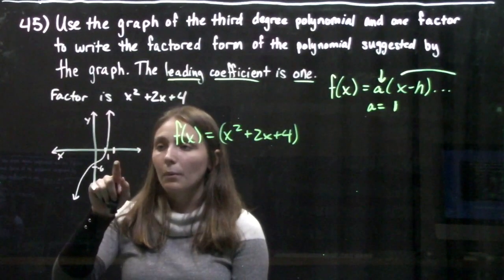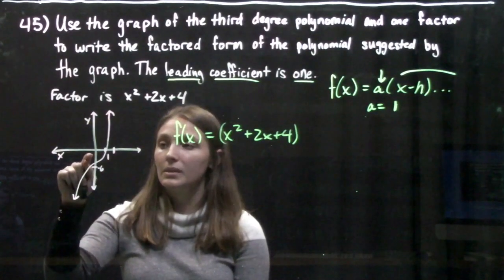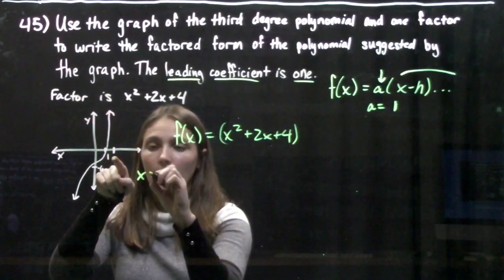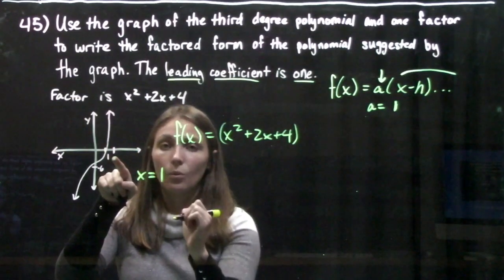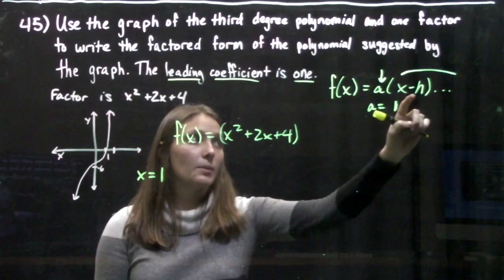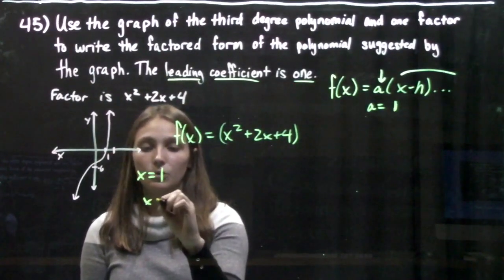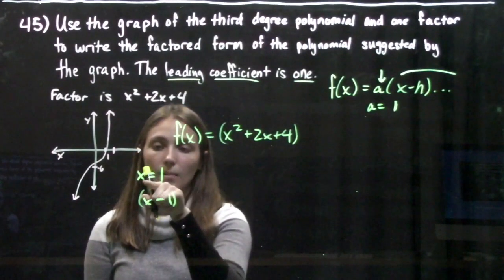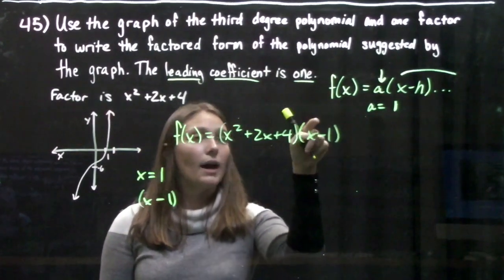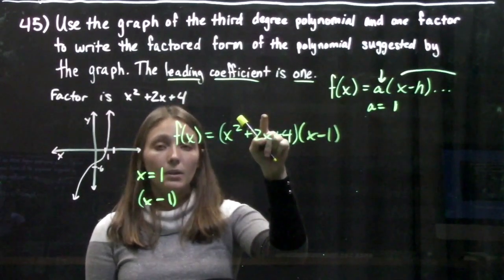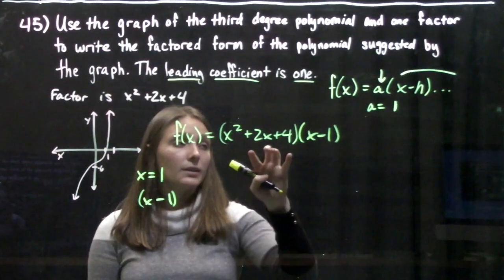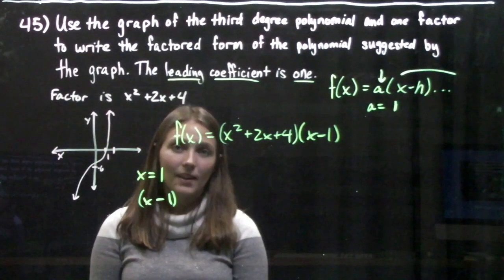Now we're going to look at our graph and we want to see where we have our zeros. So we see that the graph crosses the x-axis at 1. So we have our root at x equals 1. So then in order to transform this into one of these polynomials in x minus h, we're going to subtract 1 and we get x minus 1. And we multiply that to the factor that we're given. And we come up with the answer, f of x equals x squared plus 2x plus 4, quantity times x minus 1. That's the answer.